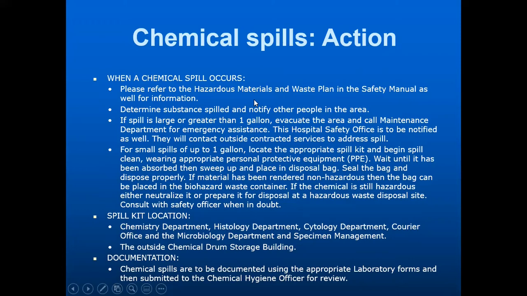So what are the actions to be taken when there is a chemical spill? We should refer to the hazardous material and waste plan in the safety manual for information. Determine the substance that has been spilled and notify other people in the area. If a spill is larger than 1 gallon, evacuate the area and call the maintenance department for emergency assistance. For small spills up to 1 gallon, locate the appropriate spill kit and begin spill cleanup wearing appropriate PPE. Wait until it has been absorbed, then sweep up and place in a disposable bag.